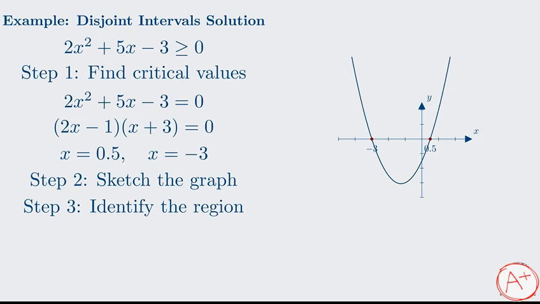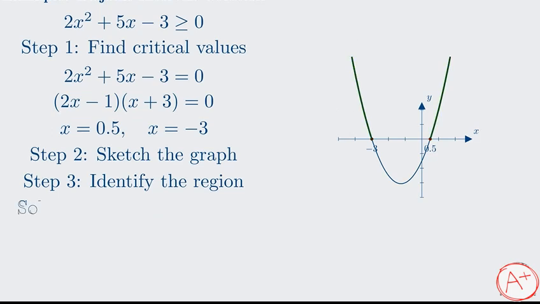This happens for values to the left of -3 and to the right of 0.5. Since these are two separate regions, we must write them as two separate inequalities. Our final answer is x is less than or equal to -3, or x is greater than or equal to 0.5.